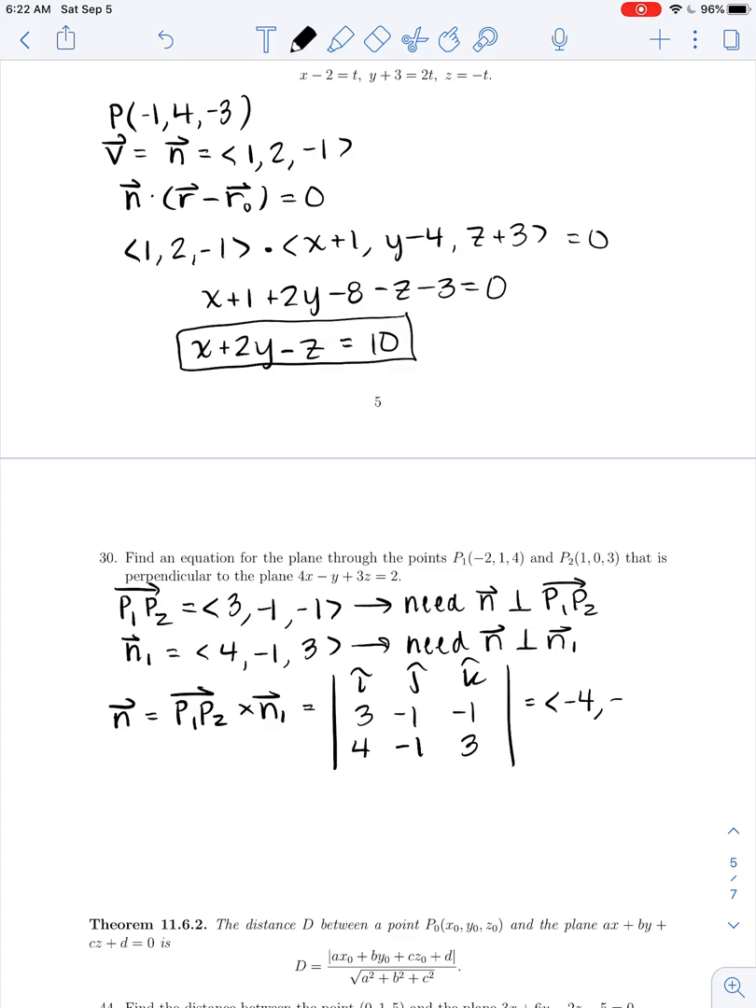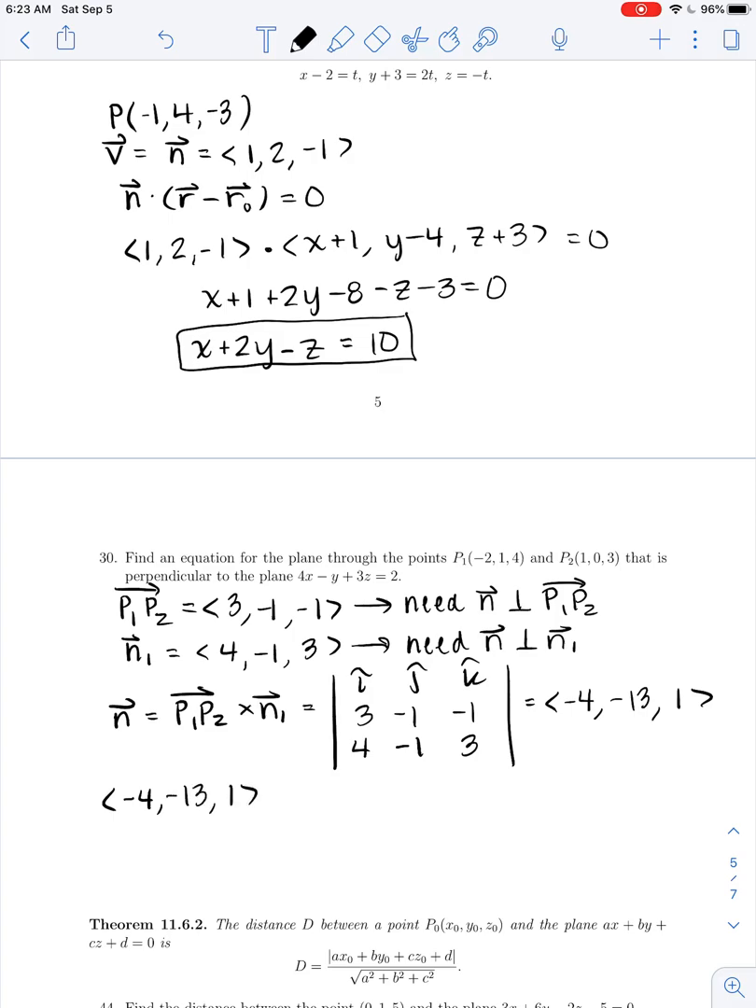I'm going to put that negative sign for the j, just to remember that whatever sign I get, I negate it. So in the j, I have 9 minus a negative 4. So that is, what, 13? Negative 13. And in the k, I have negative 3 minus a negative 4, so that's a positive 1. So here's our normal vector, and then again, just using the n dot r minus r naught equals 0, we get the equation of the plane.